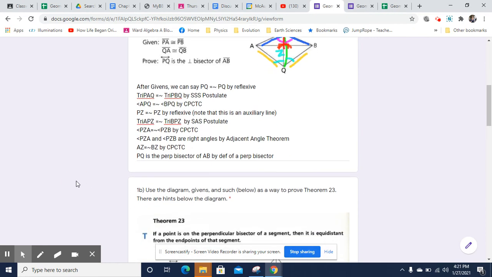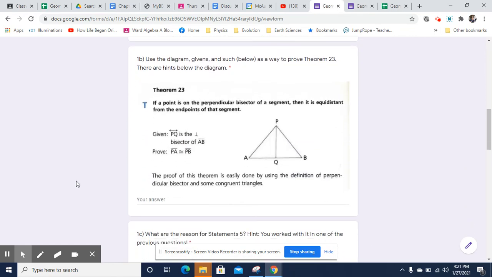Okay, now let's take a look at the next one. So 1B is going to ask you to prove Theorem 23. So Theorem 23, we have line PQ is the perpendicular bisector of AB. So we've been told that information. So that means that this is a right angle and this is a right angle. It also means that we know that AQ and BQ are congruent. So we're supposed to prove that PA and PB are congruent.